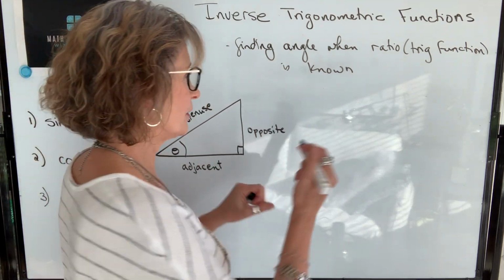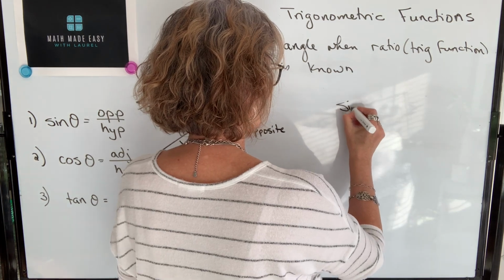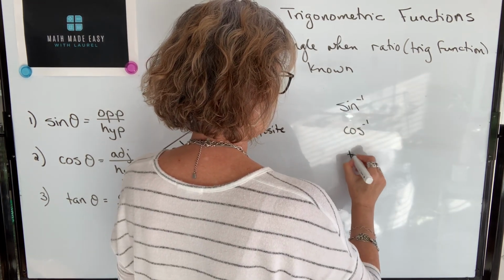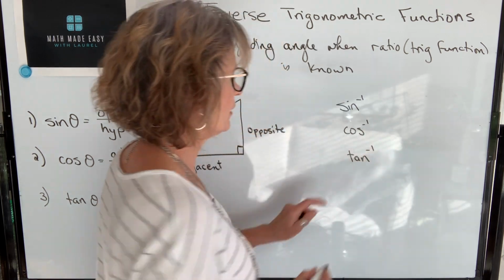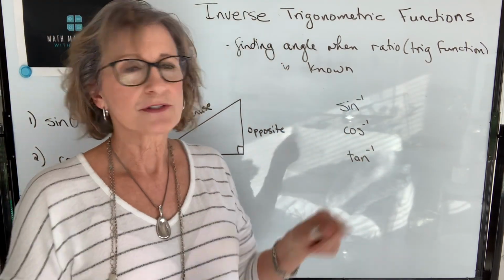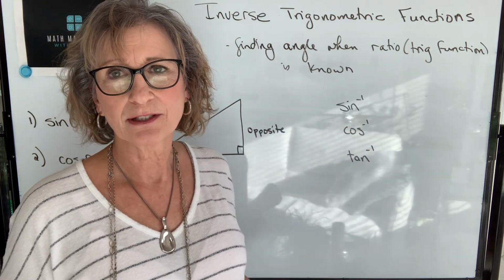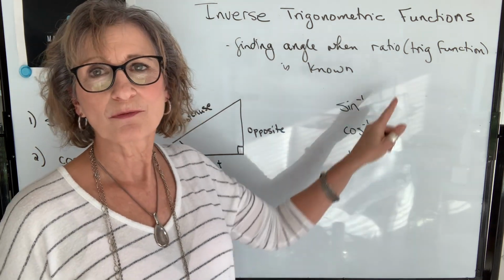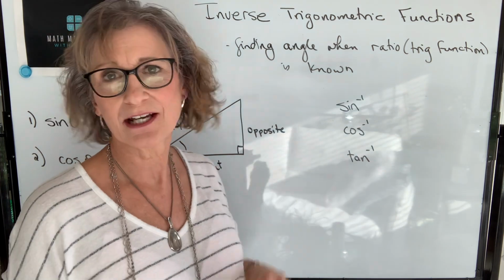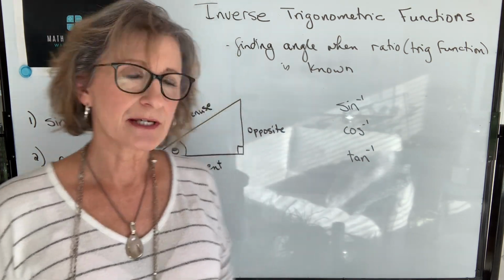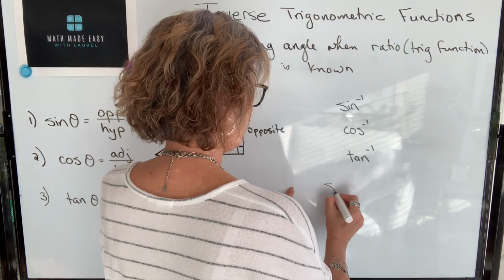So you will see on your calculator above each of your main trig functions, the inverse will be sine to the -1, cos to the -1, tan to the -1. They do not mean 1 over sine, 1 over cos, or 1 over tan. Just understand that.